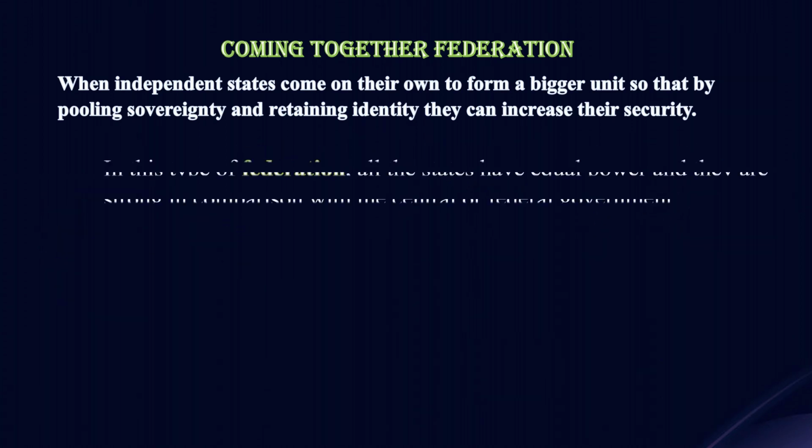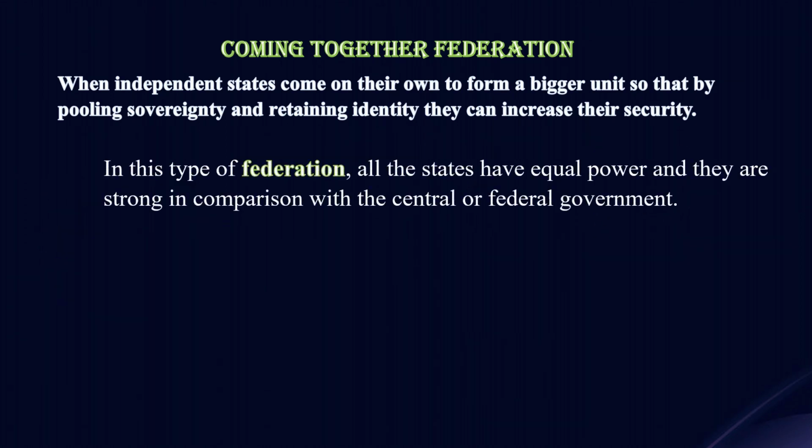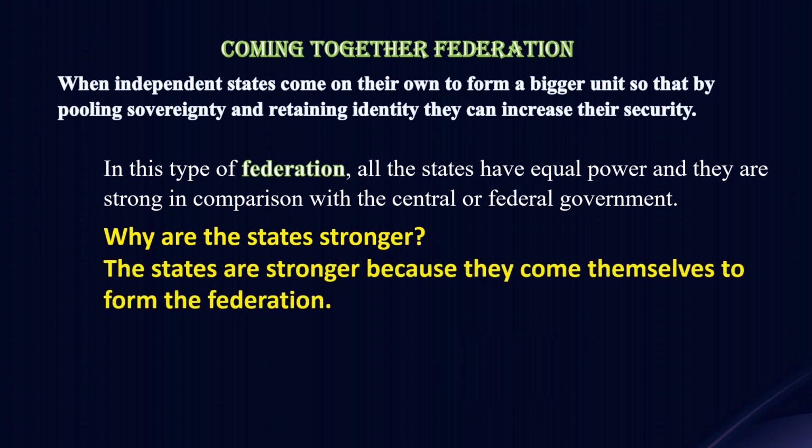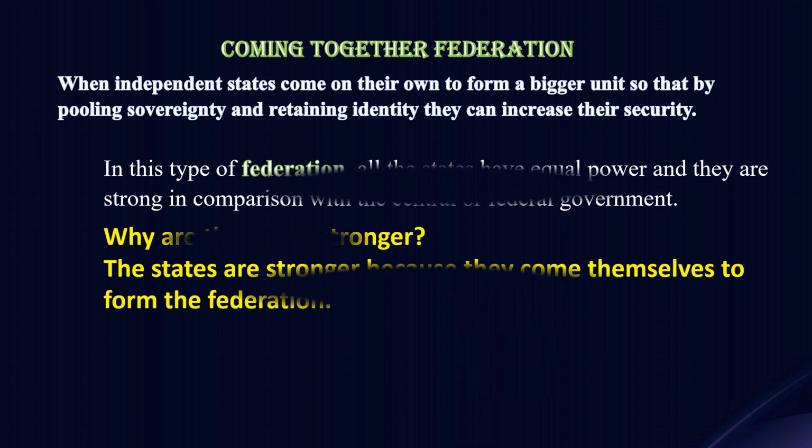In this type of federation, all the states have equal power and they are strong in comparison to the central government. Now the question is why the states are stronger. The states are stronger because they come themselves to form the federation. The central government has come into existence because of the states. So the states are stronger and powerful.